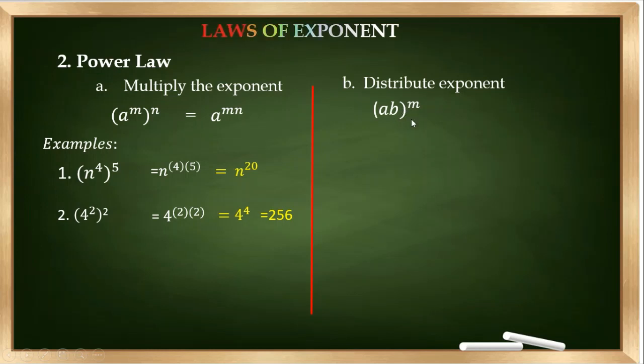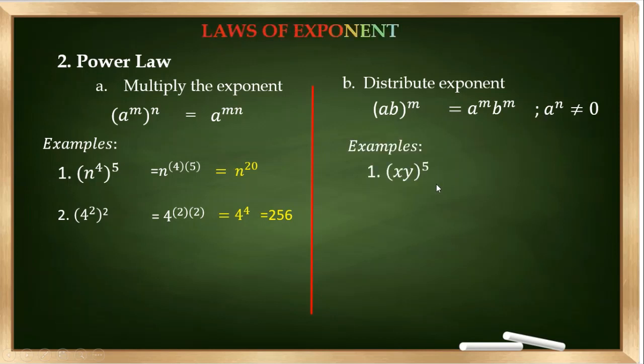So for example, here, the quantity of a times b raised to the m power is equal to a raised to the m power times b raised to the m power. So we distribute m dito sa loob ng parenthesis. So for example, provided that a raised to the n power or yung exponent natin is not equal to 0. Bakit? Because later on, malalaman nyo naman kung ano yung gagawin kapag 0 yung exponent.